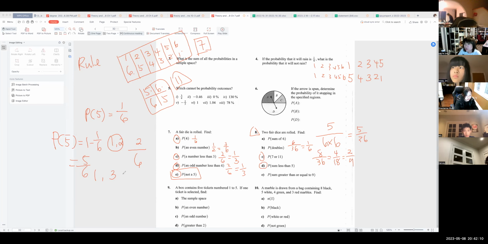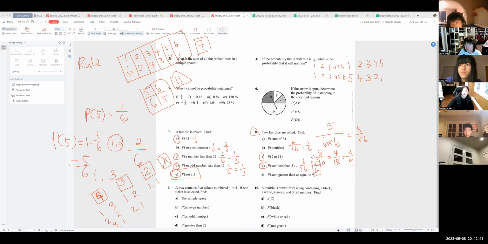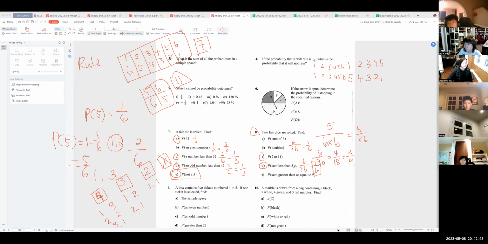So let's take a look at this one. What is the probability of the sum less than 5? So less than 5, we think about 4 first. How to make 4? 1 3, 2 2, and 3 1. And how to make 3? 1 2 and 2 1. How to make 2? 1 1. Do we have 1? No, we don't have 1. So 1 2 3 4 5 6. So 6 over 36 equals 1 over 6. That is the probability the sum is less than 5.